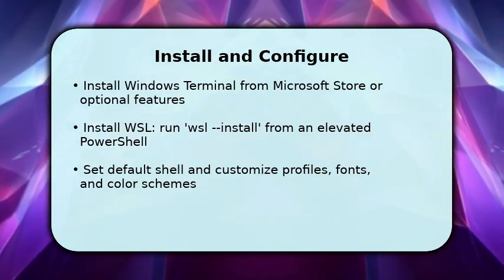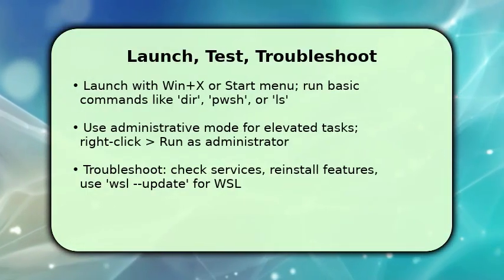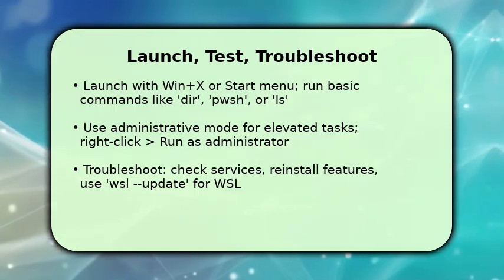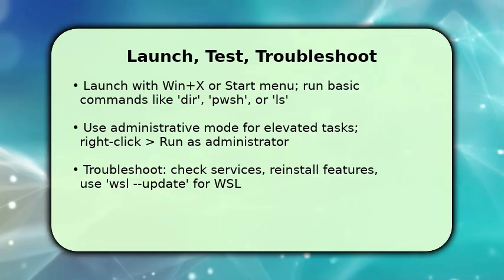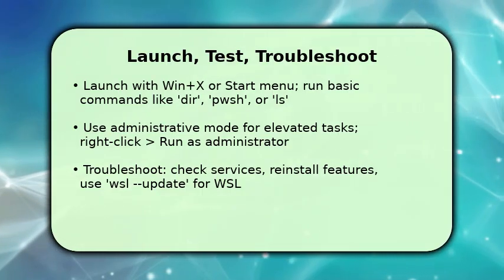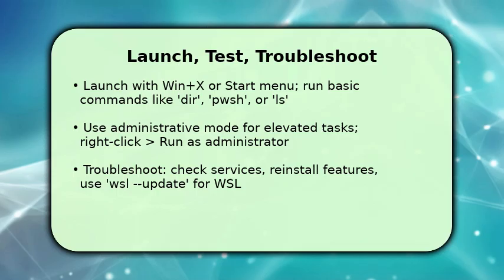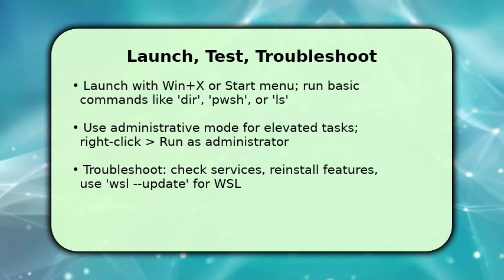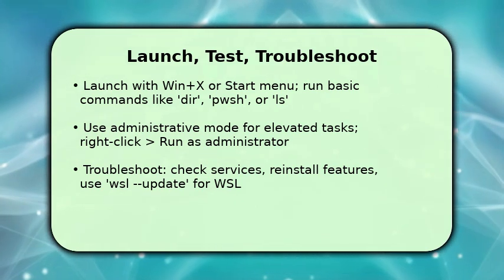Finally, launch and verify everything works. Press Win+X or open Start and run the terminal you installed. Test basic commands like dir in Command Prompt, pwsh in PowerShell, or ls in WSL. If you need elevated access, right-click and choose Run as Administrator. This resolves permission errors. If something breaks, make sure related services are running, reinstall the Windows Terminal from the store, or run WSL Update and WSL Shutdown to refresh WSL. This short troubleshooting routine helps.